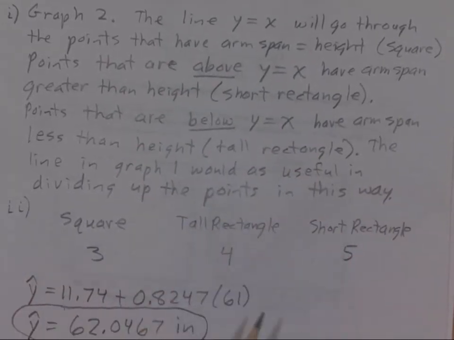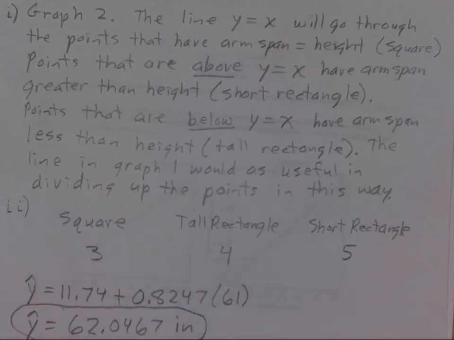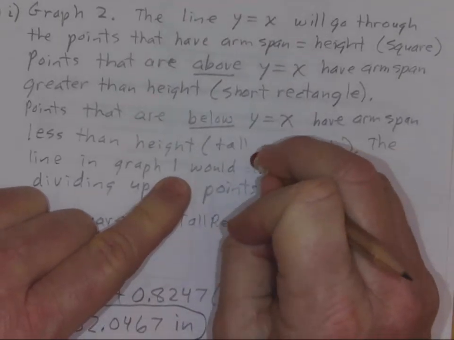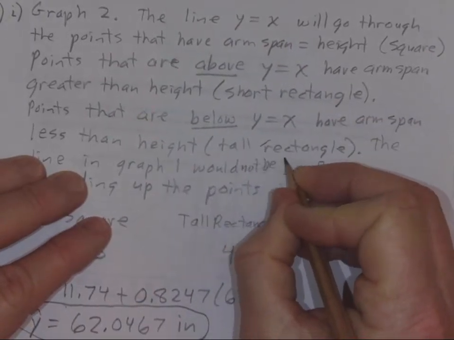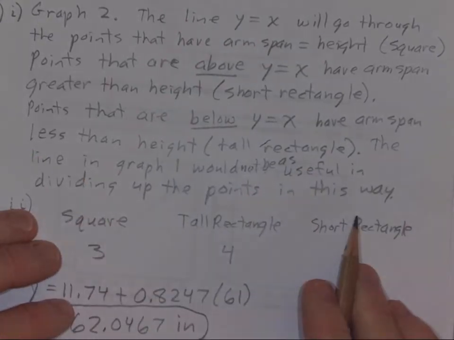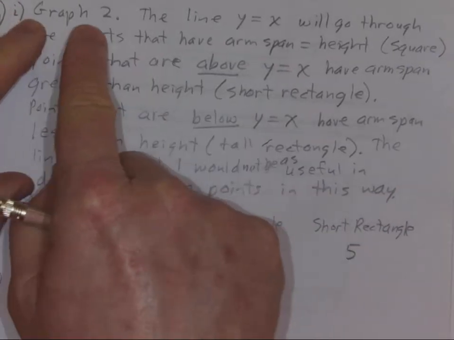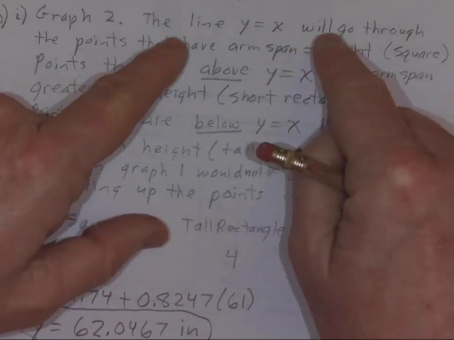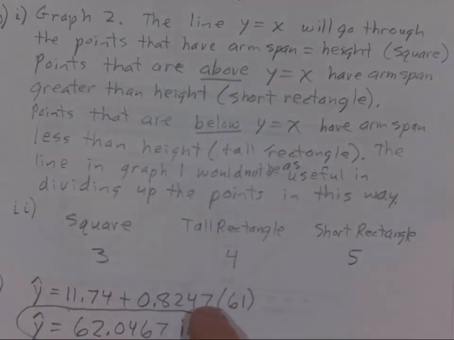And comparing it to line 1, the line in graph 1 would not be as useful in dividing up the points in this way. And whenever you're asked to compare things, make sure you compare them. Say why you're picking graph 2, and then make sure and also say why that's better than graph 1. You'd still get full credit here as long as you stated that the line y is equal to x, points above the line are short rectangle, points below the line are tall rectangle.